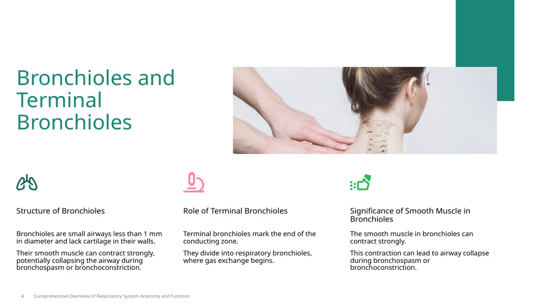This smooth muscle can contract quite powerfully. During conditions like bronchospasm or bronchoconstriction, this contraction can actually cause the airway to collapse temporarily, making it harder for air to pass through. So, understanding the significance of this smooth muscle helps us see how the bronchioles regulate airflow and why conditions like asthma can cause such difficulty breathing, because the muscle tightens and narrows the airway. This connection between structure and function really highlights how finely tuned our respiratory system is, yet also how susceptible it can be to certain conditions.